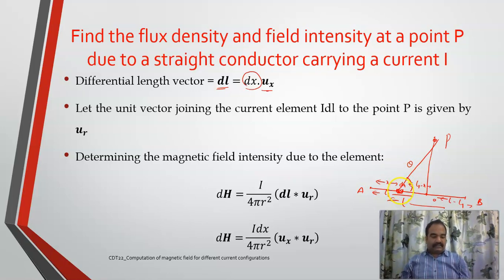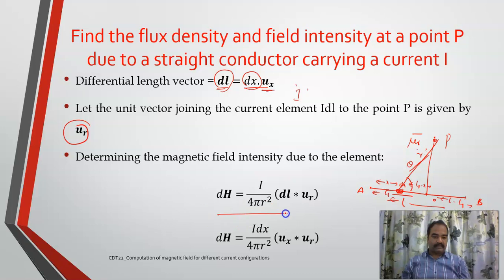So this differential element dl, its length is dx and it is along the x axis. So I'll take it as dx into ux, and the current through this one I'll take as I. Now the unit vector joining this current element to this particular point P, I'll assume the distance is r from here to here, and the unit vector is ur.